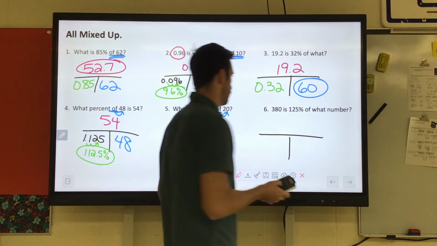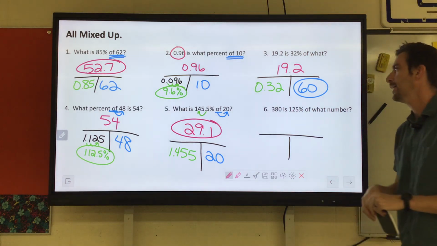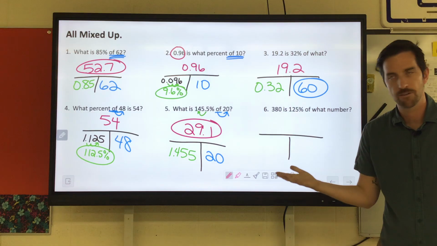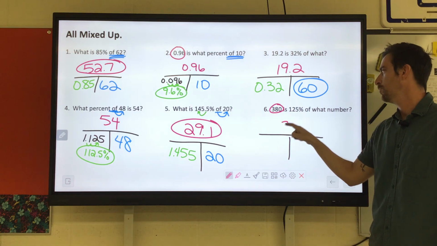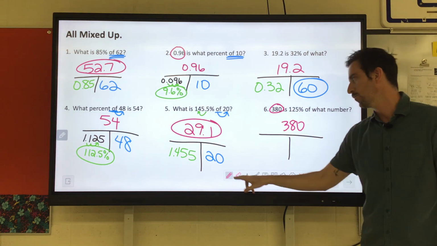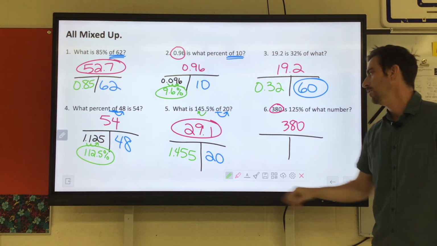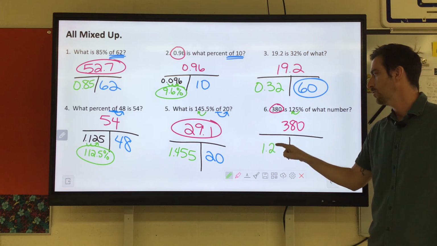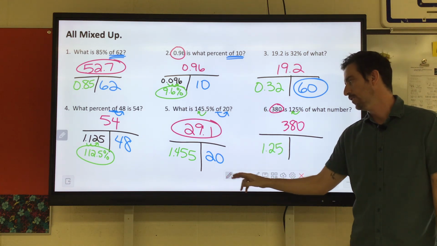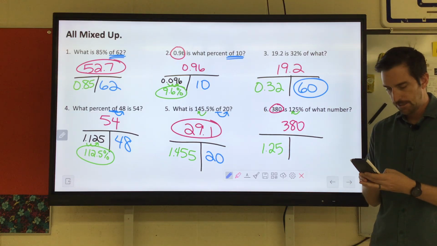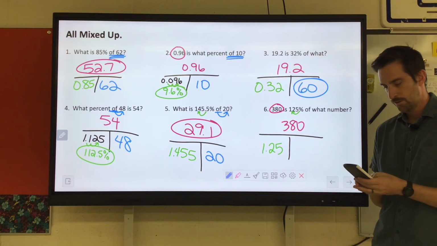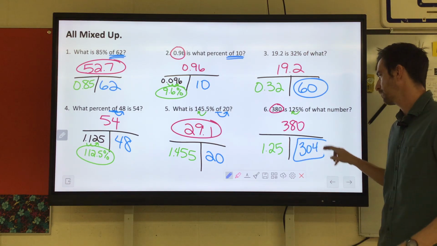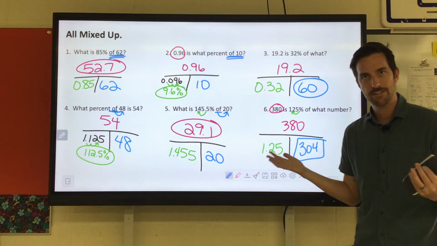All right, last one. 380 is 125% of what number? So we're looking for the whole, which means 380 is going to be the part. The 125% is the percentage. In decimal form, if we move it 2 places to the left, it becomes 1.25. Those are on top of each other, so we'll divide them. 380 divided by 1.25, 304. Great. So that is it as far as the notes.